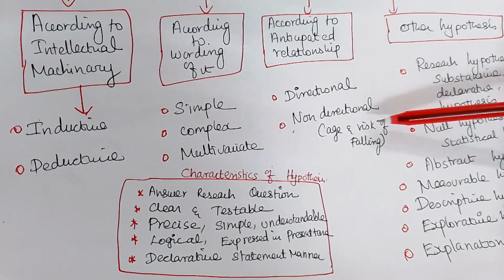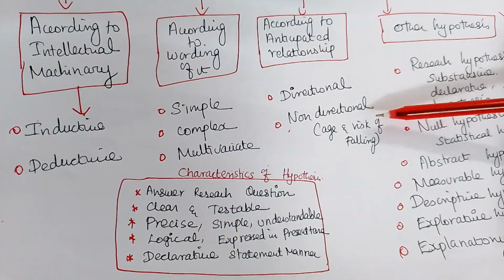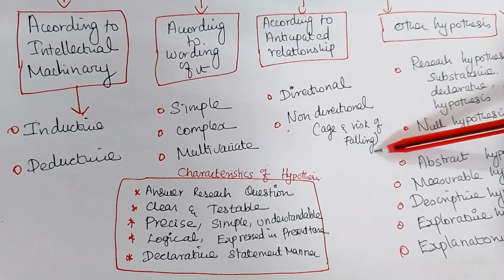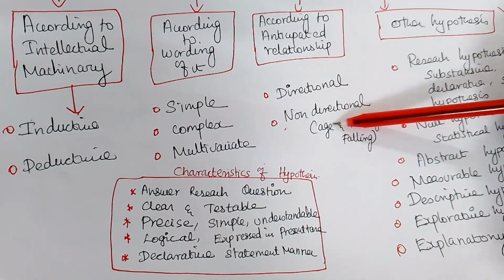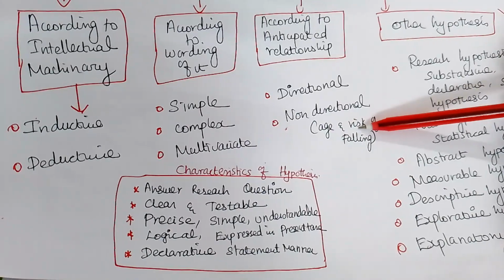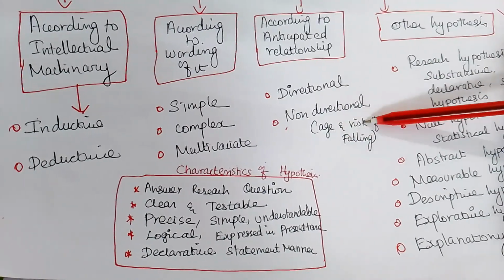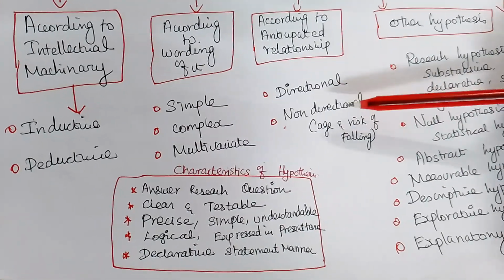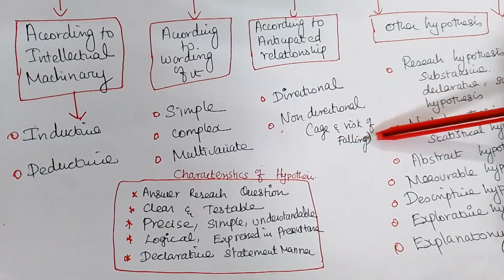Non-directional: as age is increasing, the risk of falling, age and risk of falling. We are comparing these two. At any age you can fall; at any age there will be a risk. A child will fall, an old person will fall, an adult will also fall if the floor is slippery. So this is called non-directional.